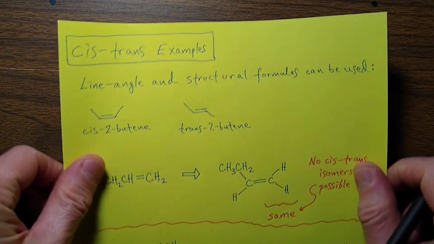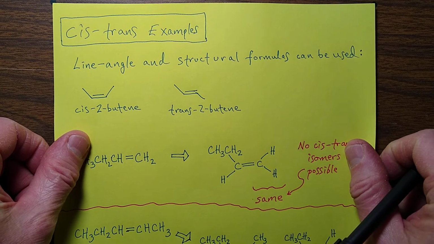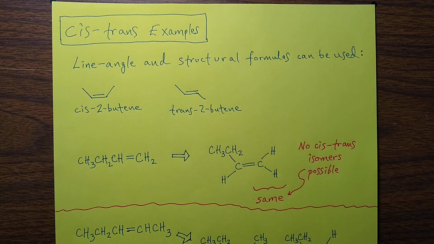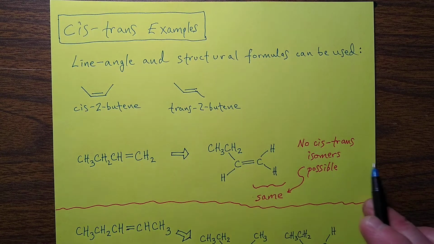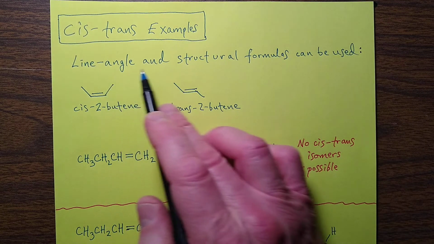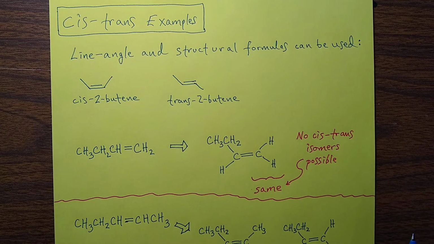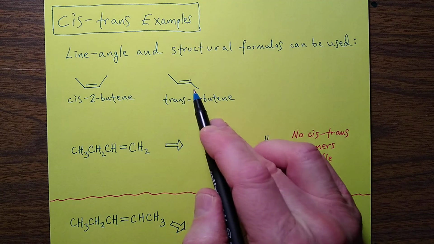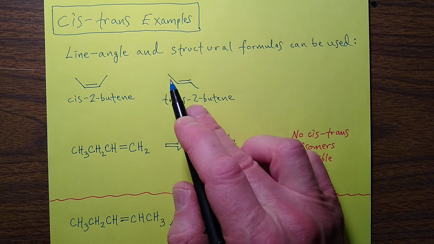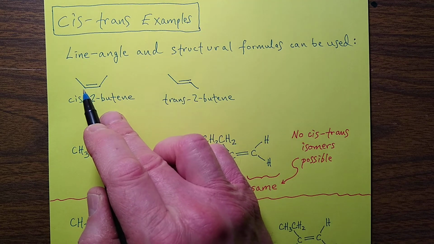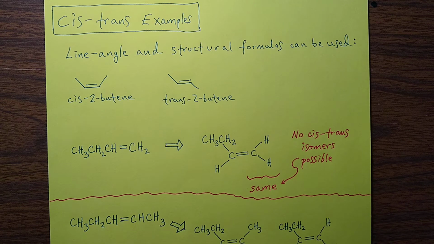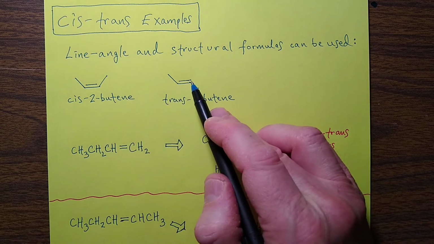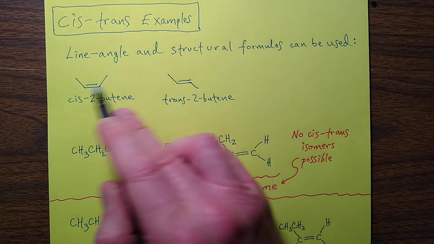So let's try some more examples to get you some more practice with that, because that's what organic chemistry is, a lot of rehearsal, a lot of practice. Let's go over some cis-trans examples. So I'll use line angle drawings and structural formulas either way. They're both useful for drawing these things. So here's our cis and trans 2-butene written as line angle drawings. Notice in the line angle drawing you only draw the carbon framework. CH3, CH, CH, CH3. Here we have CH3, CH, CH, CH3. Opposite sides, same side.